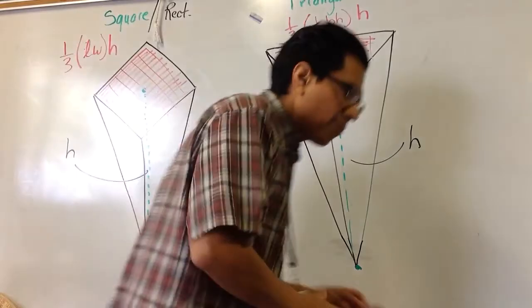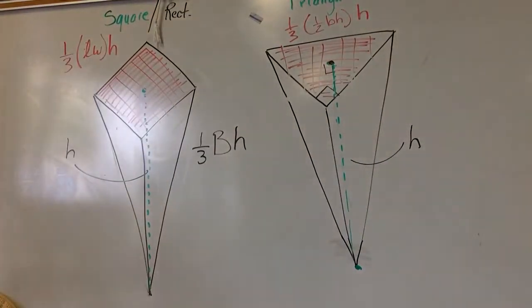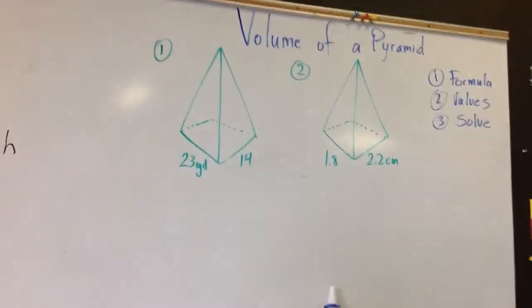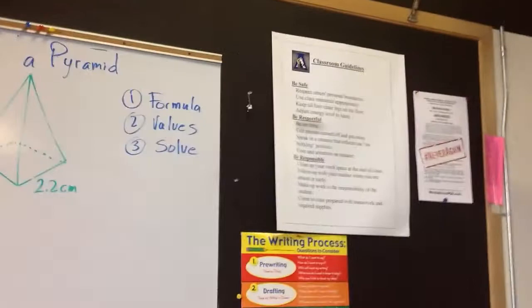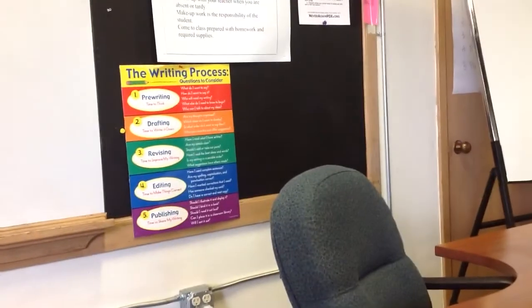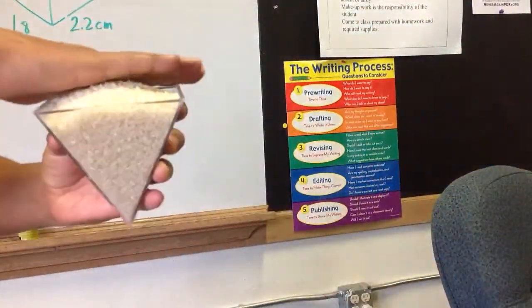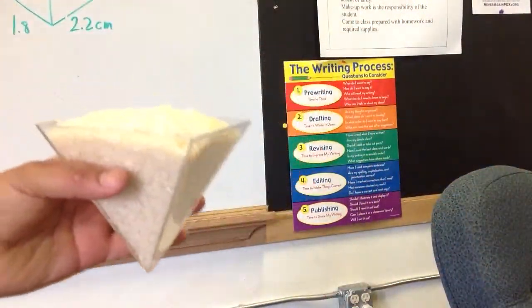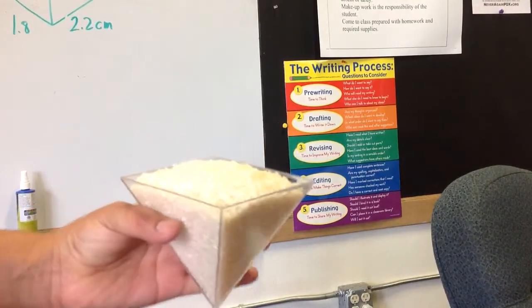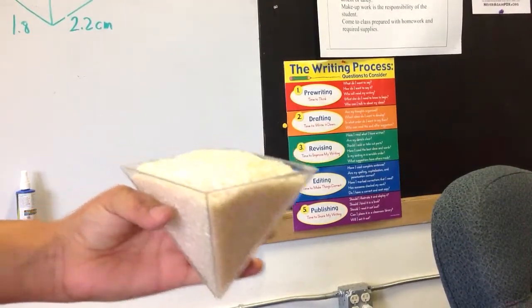Where does that third come from? Well, let's turn here. Let's see if I can make this work. So where does that third come from? Let me get out my trash can. Okay, let's see, how does that look? I think that'll work. So here is a pyramid, right? And I have it upside down, and I filled it with rice.